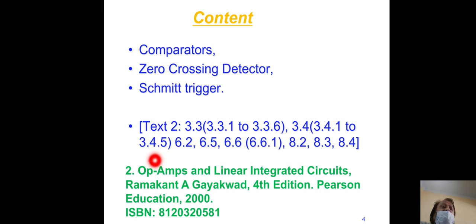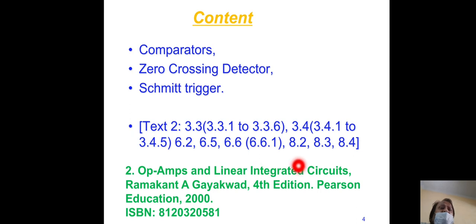You can reference textbook 2 for this module 4. So textbook 2 you can utilize, you can refer to that one. Operational amplifiers and linear integrated circuits. The book title is Op-Amps and Linear Integrated Circuits. The author is Ramakant Gaikwad, the 4th edition.